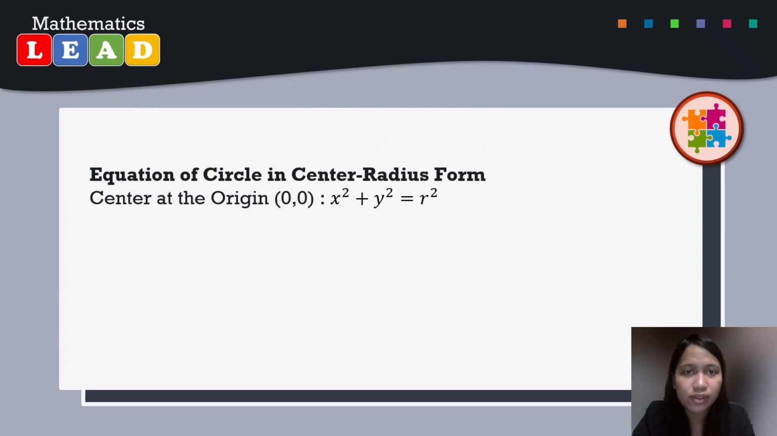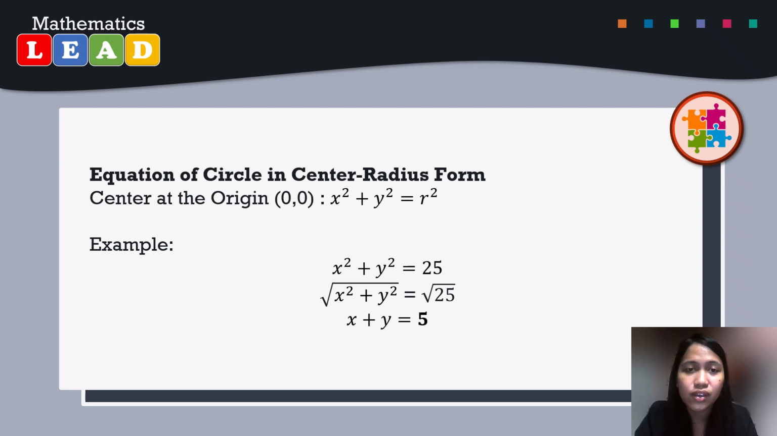We will now enter the discussion proper and we will first discuss the equation of a circle in center-radius form with the center at the origin (0, 0). So its equation is x squared plus y squared equals r squared. Let's say you are given x squared plus y squared equals 25. Remember, in solving this, you must find the radius of the given equation. You'll just extract the root of 25 to determine its radius. So what is the answer?